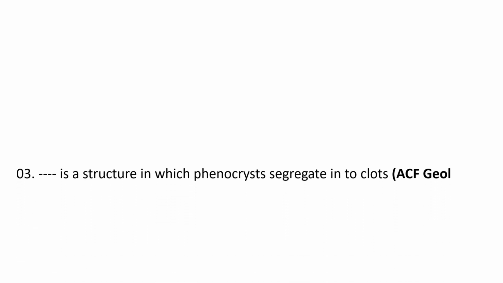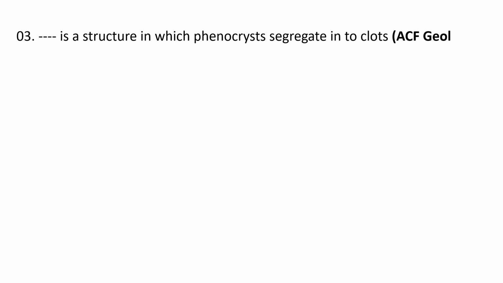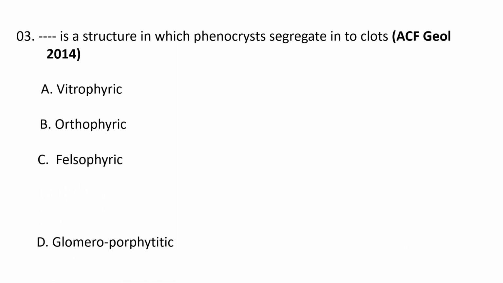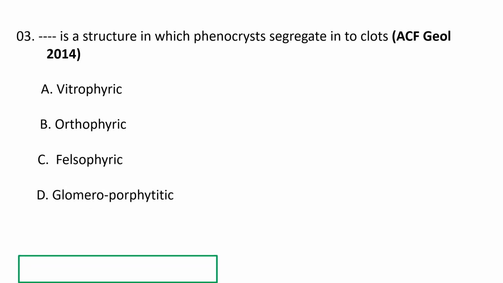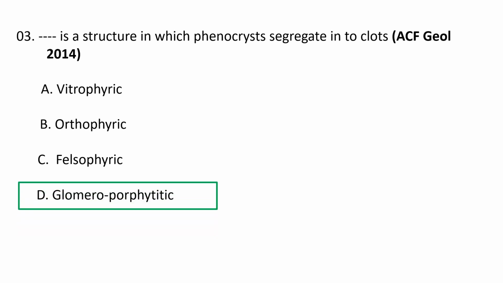Next question. Which one of the following is a structure in which the phenocrysts segregate into clots? A. Vitrophyric, B. Orthophyric, C. Felsophoric, D. Glomeroporphyritic. Glomeroporphyritic is a term used to describe a porphyritic texture in which the phenocrysts are clustered into aggregates, also called glomerocrysts or crystal clots. Glomeroporphyritic textures are common and often include plagioclase and pyroxenes in basic rocks. So D, Glomeroporphyritic, is the correct option.